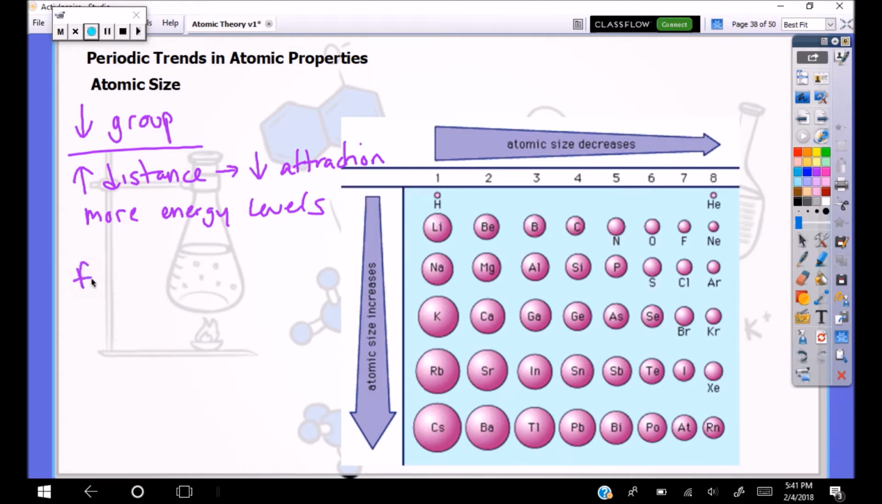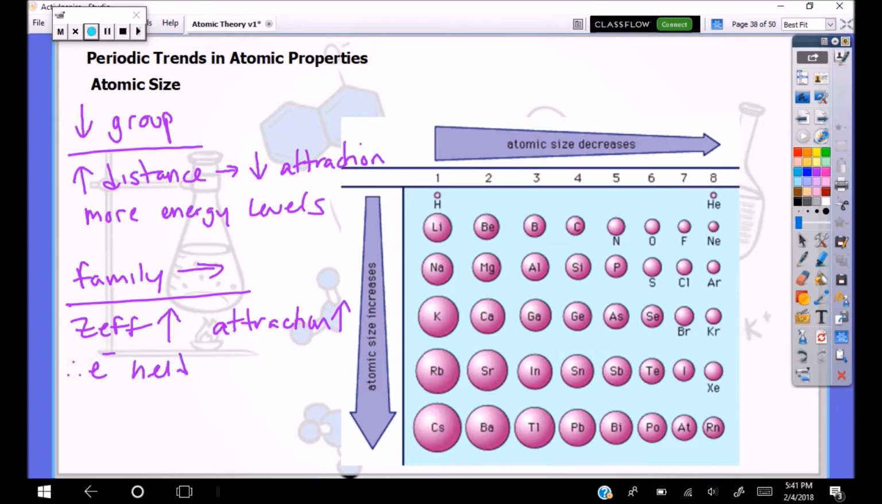When we look at a family, when we go across a row, this is where Zeff is going to be your primary function here. The effective nuclear charge, as it goes up, attraction goes up, and therefore electrons are held more tightly. All right.